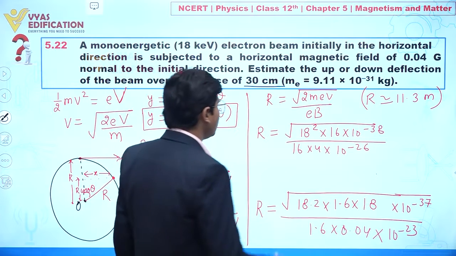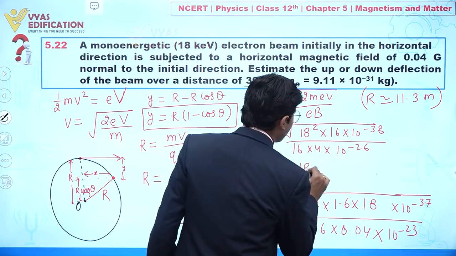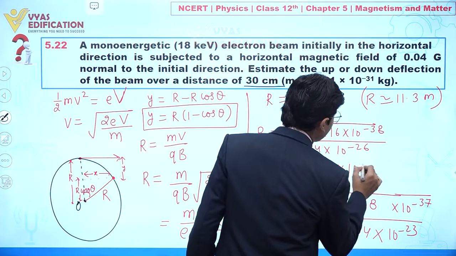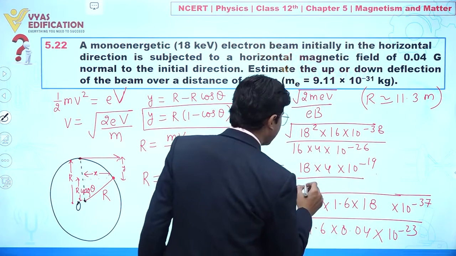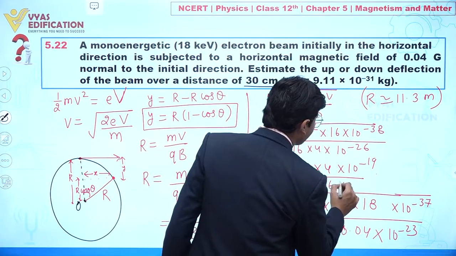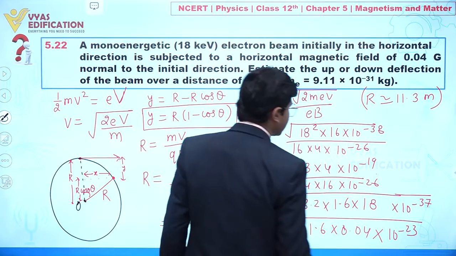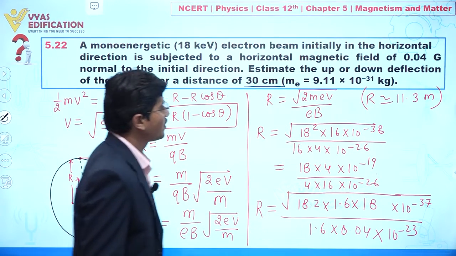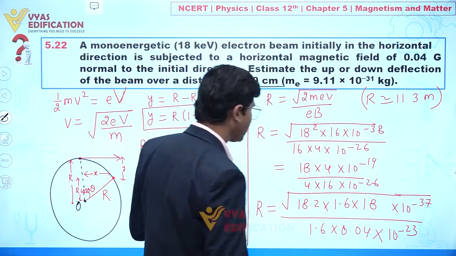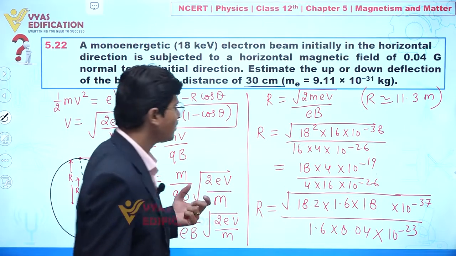So we can write like this: 18 multiplied by 4 into 10 to the power minus 19, divided by 4 into 16 into 10 to the power minus 26. Clear to you? Now if you solve it, definitely you will get the answer.